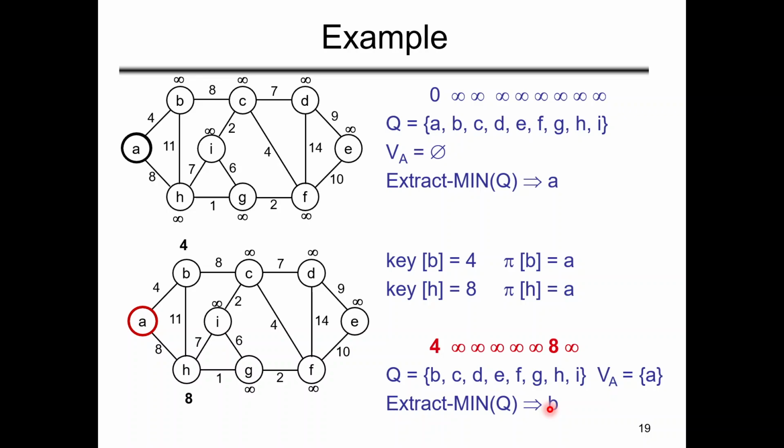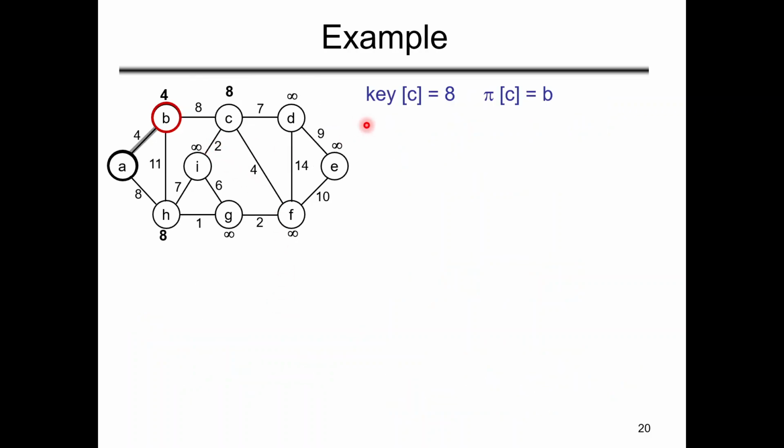Next we will start with the vertex B. At first we visited A, and now we start with B. From B, it is connected to C and to H. So key of C is 8, and H is also connected from B, but here the weight is 11.